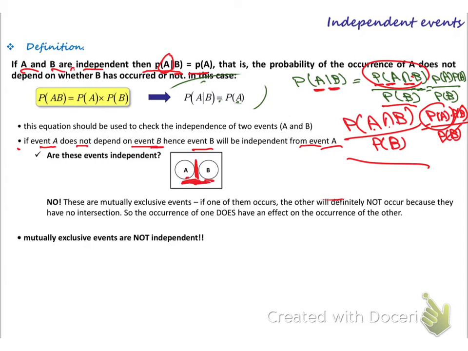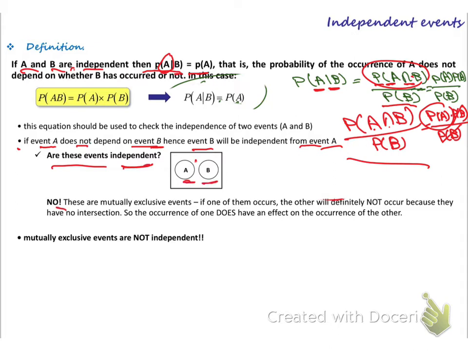But here, he asked a question: is it given that these must be independent? No, it is not. As I gave you the example of the tail: if the tail appears, the head cannot appear. So they are dependent on each other, although they are disjoint. But if you look at the question, which is asking whether these events are independent, no, they are not independent.